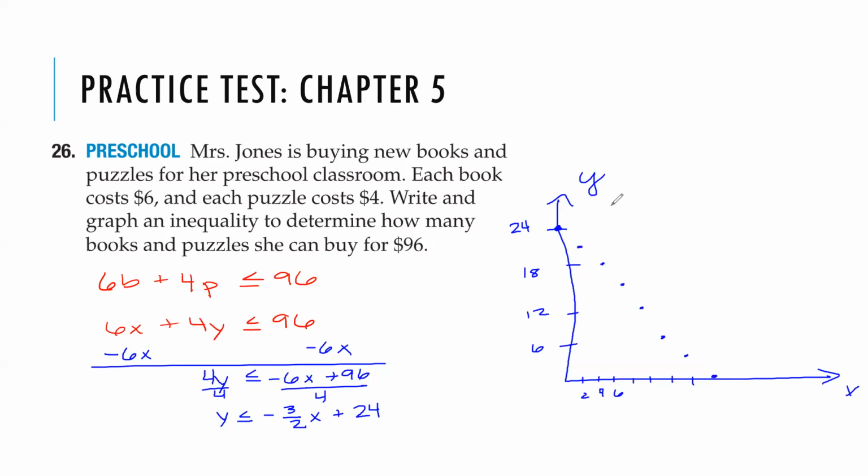Okay? And then this is going to be a solid line because it's less than or equal to. And then everything below is going to be shaded in. Okay? So anything above the line would be over $96, which is what you wanted to spend. Okay, so any one of these points is a possible solution, or a possible combination of puzzles and books.